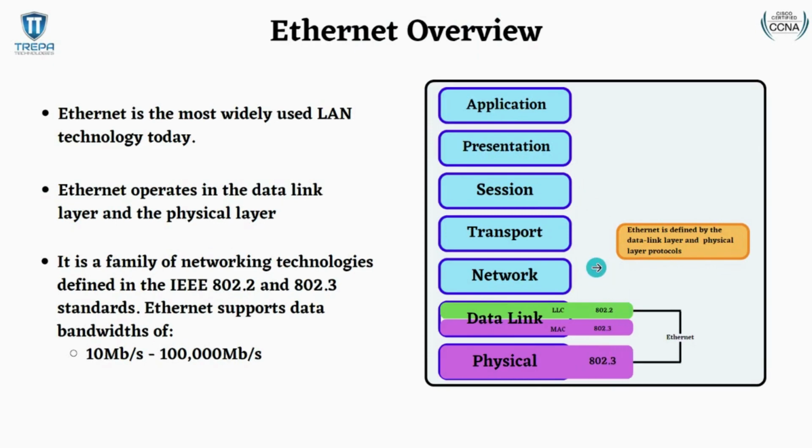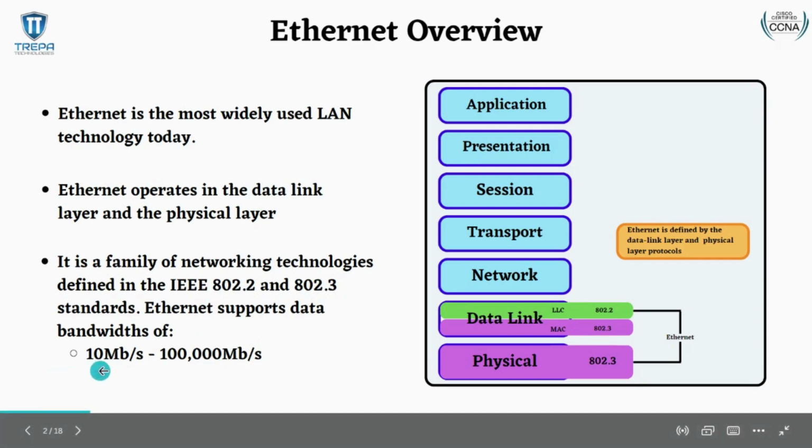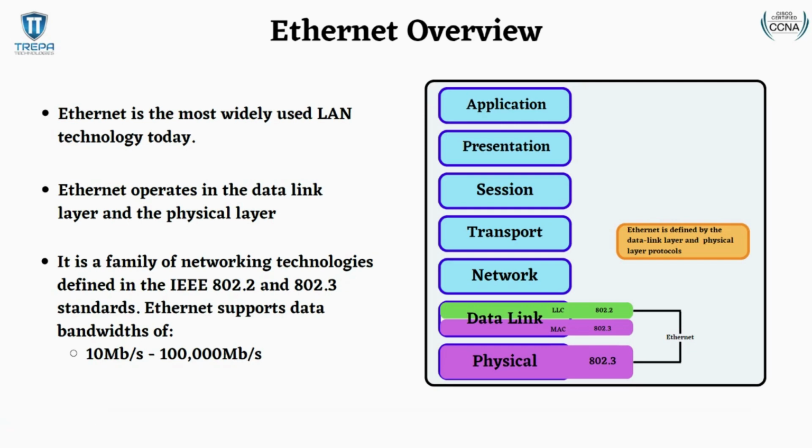So let's begin. Ethernet is the most widely used LAN technology today, meaning Ethernet is the standard and the protocol we use to transmit data via layer 1 and 2. So again, Ethernet is going to operate in the data link layer and the physical layer. And it is a family of networking technologies that are defined in these two IEEE standards, okay? Then it's important to note that Ethernet supports data bandwidths of 10 megabits to 100,000 megabits. So even when a lot of people think Ethernet just means copper, fiber also goes by Ethernet standards as well, where we see a lot of our fiber optic speeds.